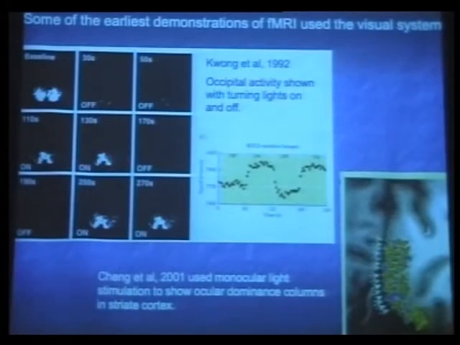More than that, people have gone on. For example, Cheng et al. in 2001 did a slight variation on this, where instead of lights off and on, they put light in one eye, then light in the other eye, so monocular light stimulation, alternating the two eyes. And what you can do with that is you can actually even show ocular dominance columns in occipital striate cortex, where the purple comes when light is shone in one eye, and the yellow is when light is shone in the other eye.